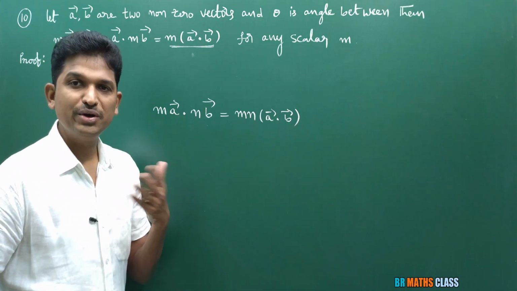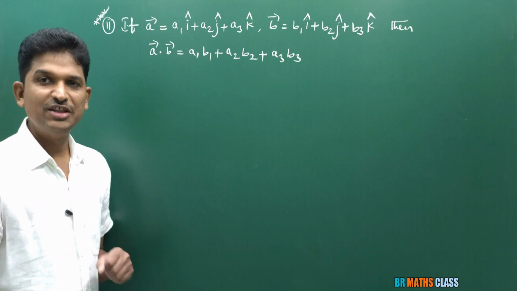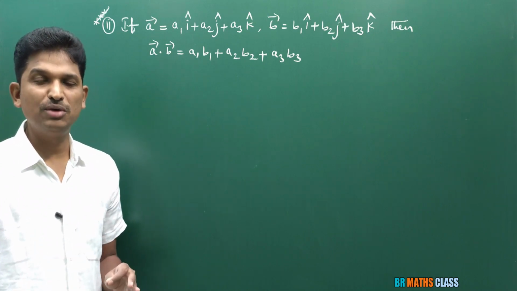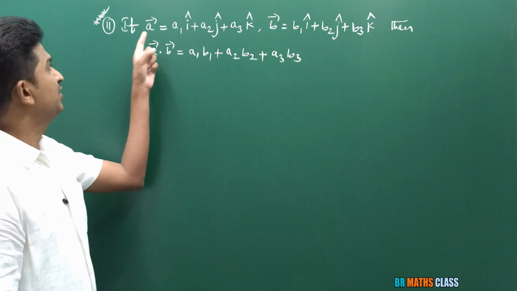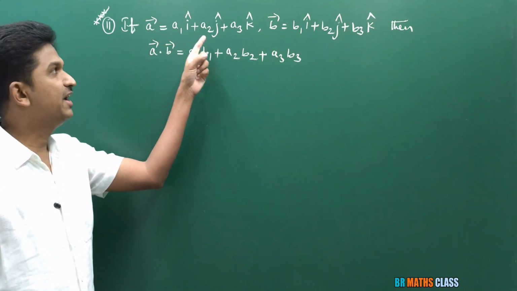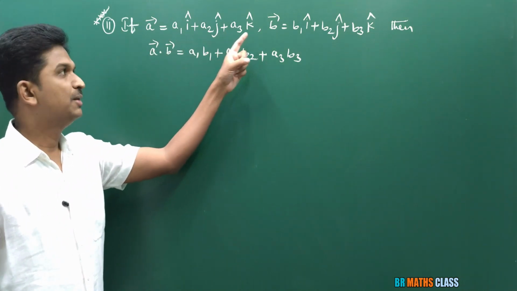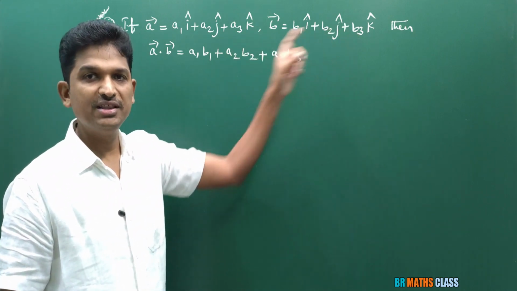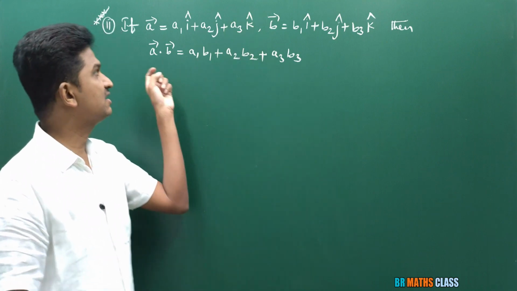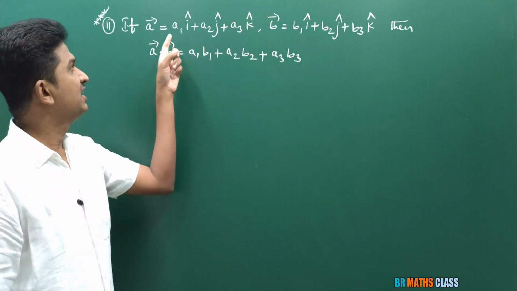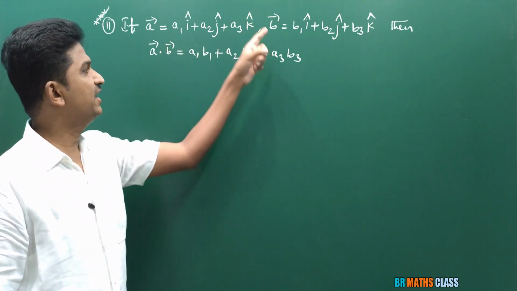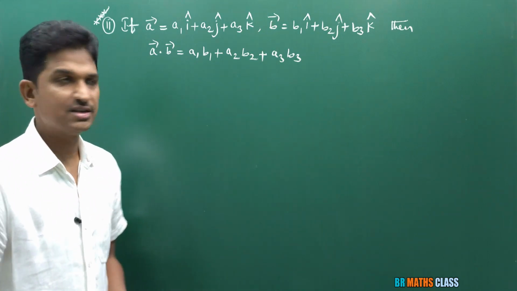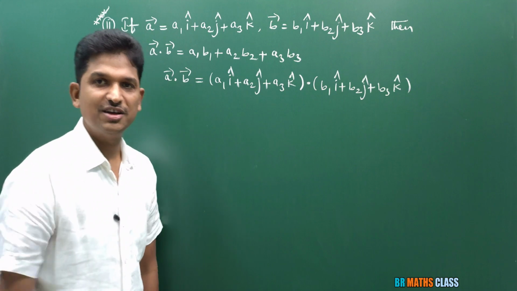Now we will move to the next formula. Now you see this 11th formula. Most important, a very frequently used formula while doing exercise problems. If A bar equals A1 I cap plus A2 J cap plus A3 K cap, B bar equals B1 I cap plus B2 J cap plus B3 K cap, then the dot product of these two vectors, A bar dot B bar, is A1 B1 plus A2 B2 plus A3 B3. We are going to derive this result. I consider A bar dot B bar.